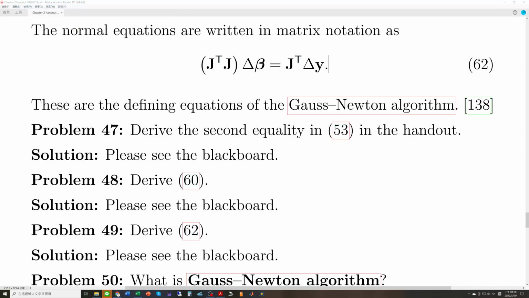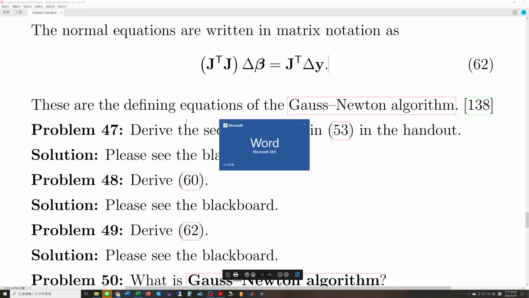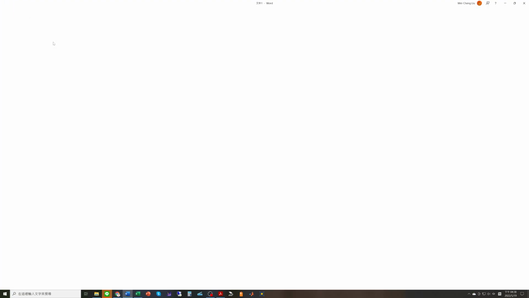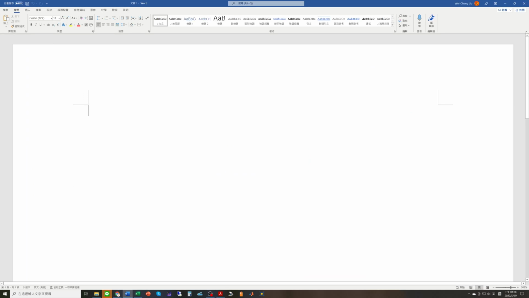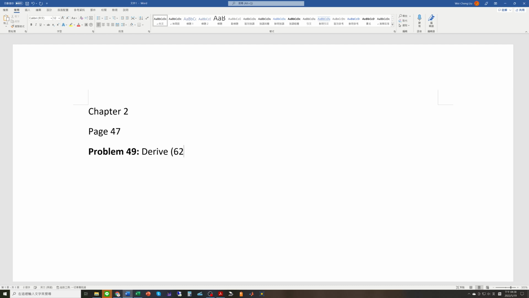Because I do not have a blackboard with me now, I use Microsoft Word instead. Now we are in chapter 2. Let me change the font size to 12. On page 47, this is problem 49. You can see that we have many problems on page 47. Derive equation 62. Solution.